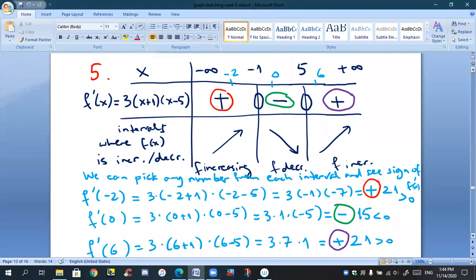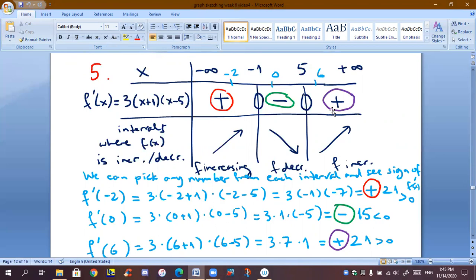So I put minus 2 into f prime, 0 into f prime, 6 into f prime. Then I check for the sign. f prime at minus 2 is plus some number, so I put plus for that interval I picked minus 2 from. Then f prime at 0 gives me minus 15, so on that interval, f prime is negative. And then f prime at 6 gave me something positive, so on that interval, f prime has positive sign.